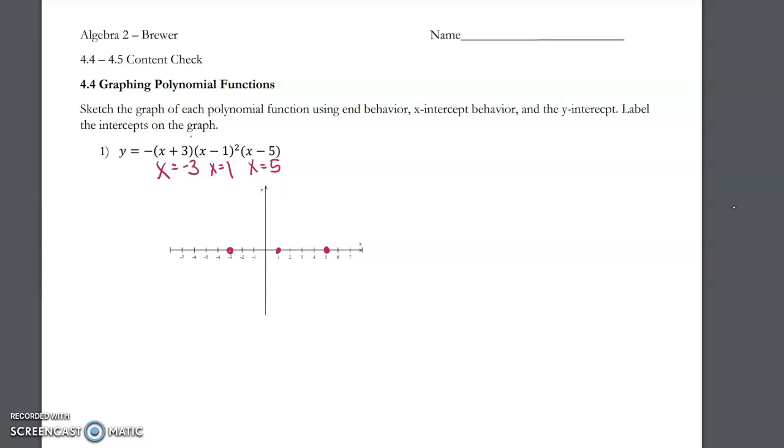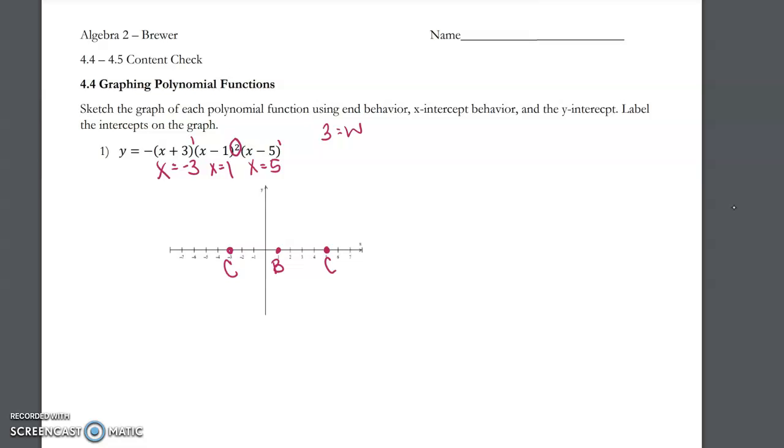Then the exponents tell me the behavior. These two 1s tell me that it's going to cross at those 2 x-intercepts, and this exponent of 2 tells me it's going to bounce. If I saw an exponent of 3, I would say that's a wiggle.